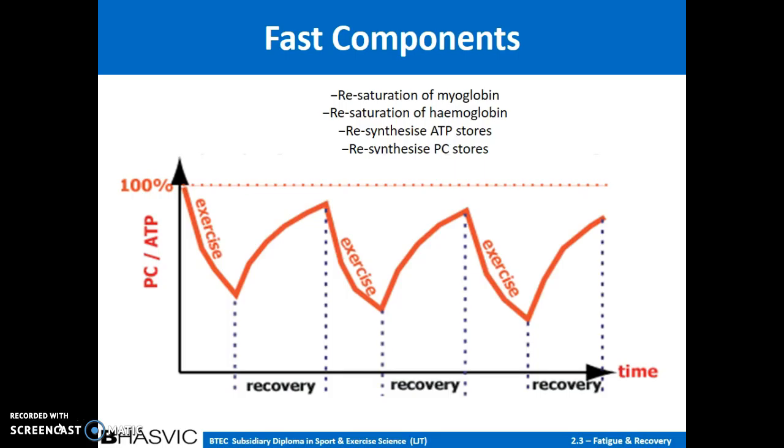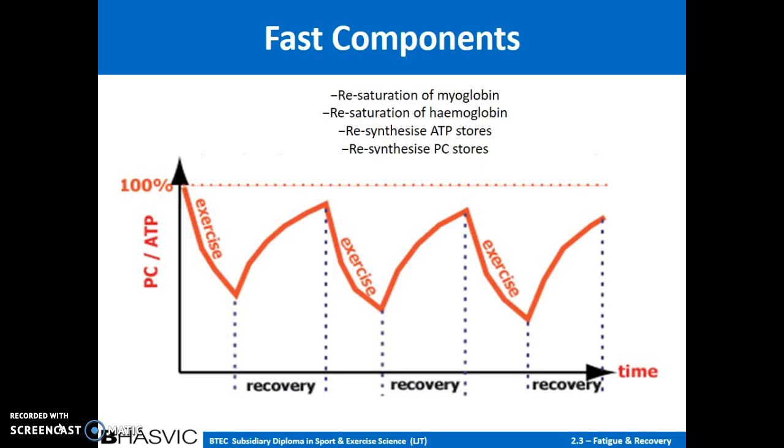Fast components are part of the lactic recovery when we work aerobically and recover quickly. As we have this smaller oxygen deficit, we have a smaller EPOC so that we can recover faster. This extra oxygen consumption allows for us to resaturate myoglobin and hemoglobin with oxygen.